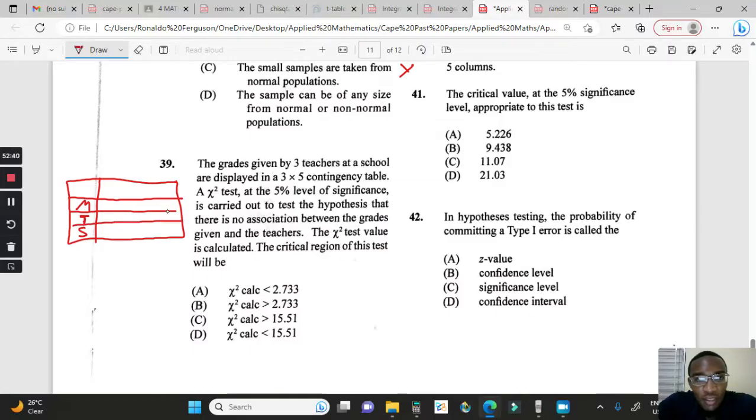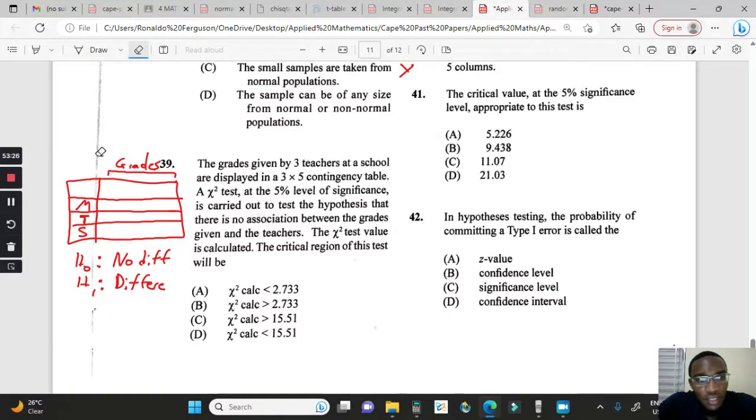And of course, they give their 5 tests, something like this. So teachers on this side, and then this side shows you the grades. I just want you to get an idea of what they're saying. Then they say a chi-square test at 5% is carried out to test the hypothesis that there's no association between the grades and the teachers. So our null hypothesis is that there is no difference, and our alternate is that there is a difference if different teachers mark the paper. And they say we need to find the critical region.